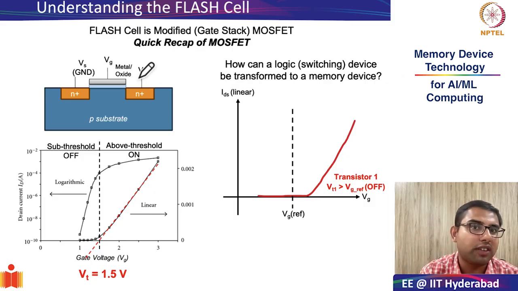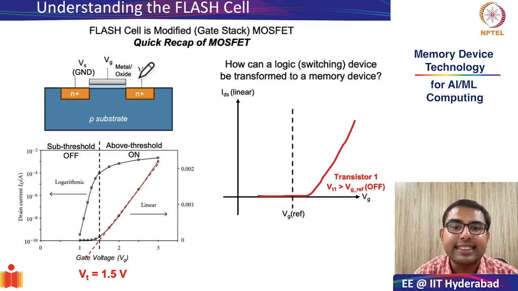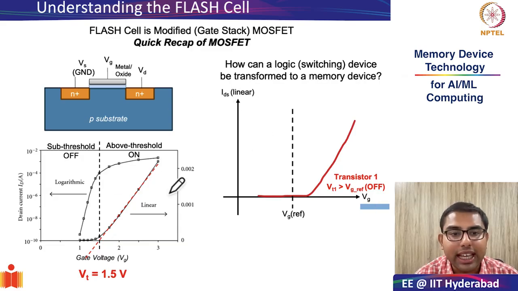Remember, the threshold voltage of the transistor is that which indicates how much gate bias is required to make the transistor go from off state to on state. So let us consider this particular example where you have a transistor called transistor 1, which I have indicated. What is the x-axis? The x-axis is the gate bias, and the y-axis, just like in our previous graph, is the drain source current.